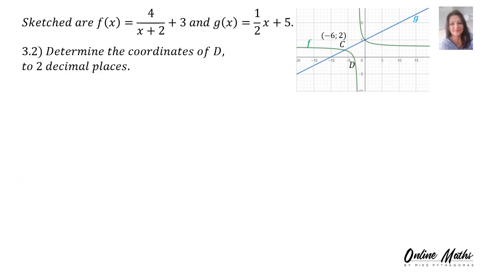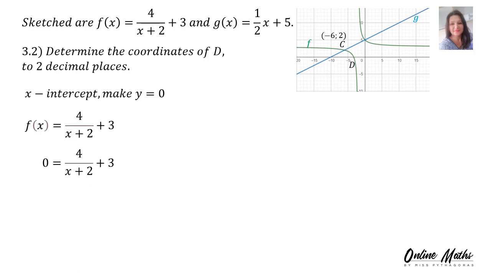Well, now I have the coordinate C, negative 6 and 2. So the second question here says, determine the coordinates of D to 2 decimal places. Now, what is happening there at D, that is the x-intercept of your hyperbola. So can you see how they test all your knowledge here? You must understand x-intercept makes y 0. So we will take, and can you see it's the hyperbola? So into the hyperbola there, in y's place, I will substitute the 0.